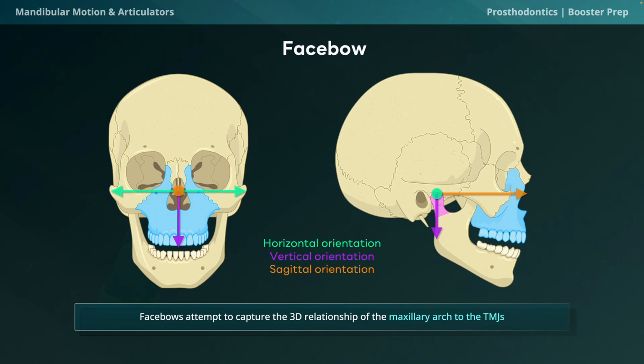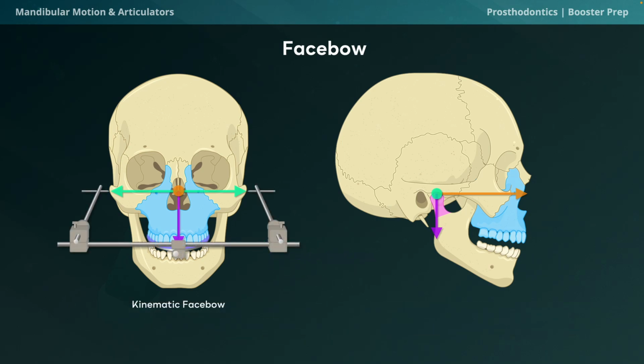Now, there are two types of Facebows that can achieve all of this to varying degrees of accuracy. The first is the kinematic Facebow, which the vast majority of you guys have never seen, nor will you ever see unless you go into pros. The kinematic Facebow captures the relationship of the maxillary teeth to precisely located points on the TMJ that define how the mandible opens and closes.